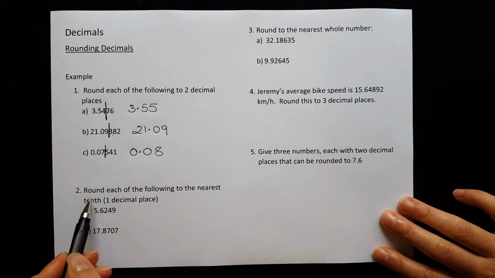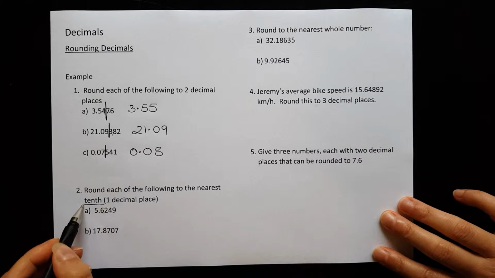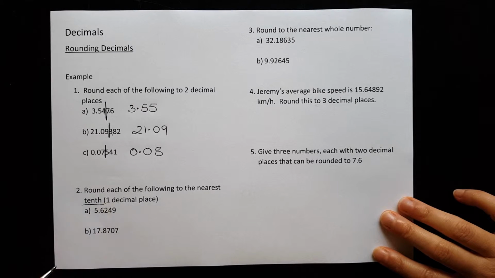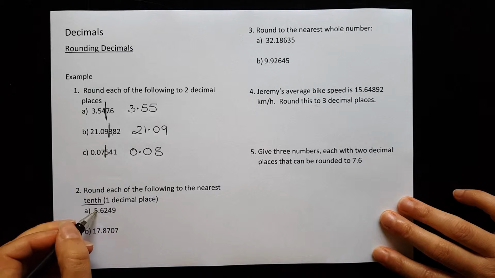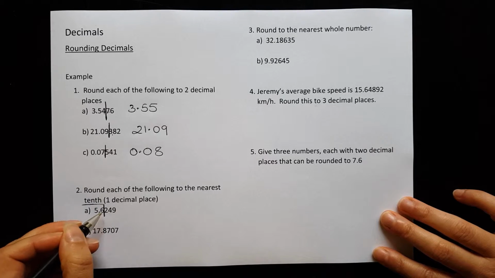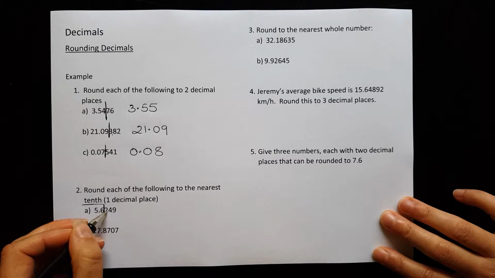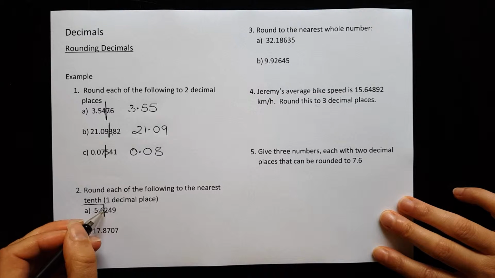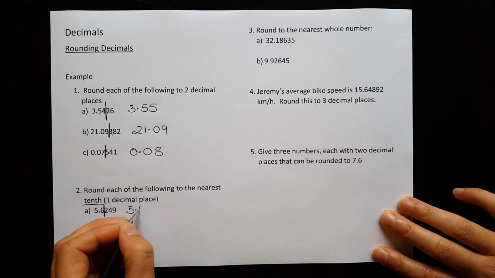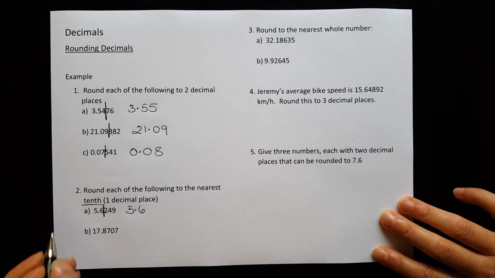In question 2, we want to round each of the following to the nearest 10th. Now a 10th is the first decimal place, so 1 decimal place. So this time, here's my decimal point. I just want 1 number and then I'm going to put my line there. My number is a 2, which is on the low side, so I'm just going to cut it off and my answer is going to be 5.6.